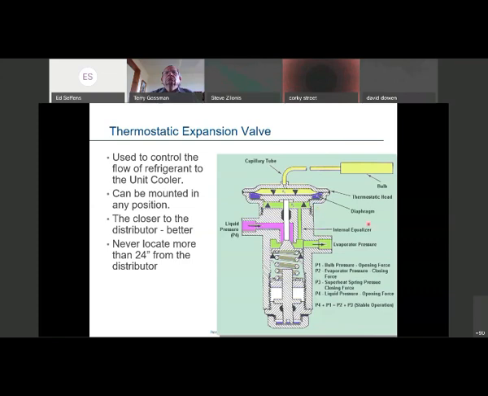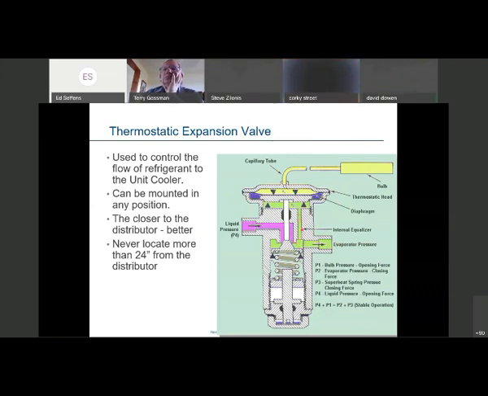All right, we're going to talk about expansion valves, one of my favorite topics besides compressors, right? So again, expansion valves. Take a look at this real quick. This is an internal equalized expansion valve, right? And you have the evaporator pressure right here.